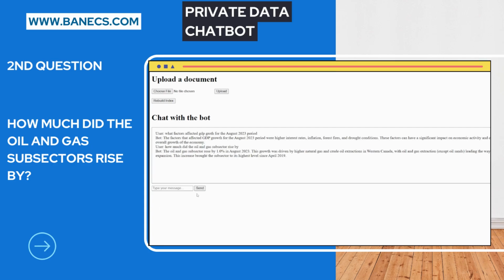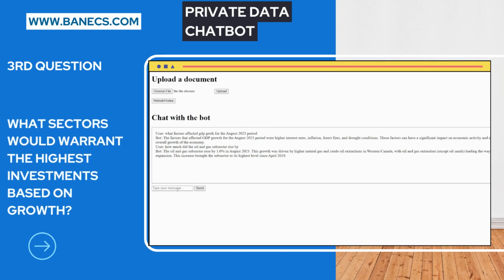Now let's see if we can make it think a little bit more when we ask it a question. Let's give it a thinker question here: what sectors would warrant the highest investment returns given the data? See if it can think about this and give us an answer. Maybe it can, maybe it can't.